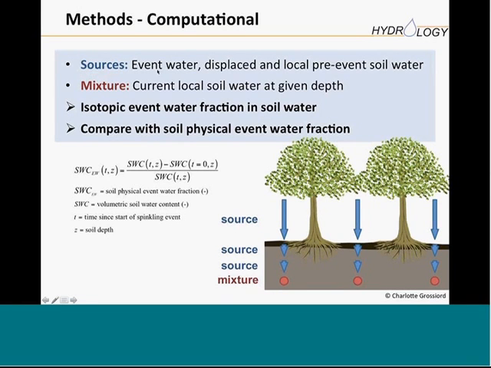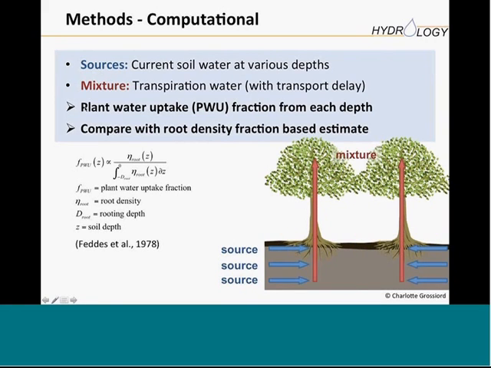Good. So the sources are our event water, displaced and locally pre-event soil water that we continuously measured. The mixture is the current local soil water at a given depth. And the isotopic event water fraction we determined, and we compared that with the soil physical event water. And secondly, we then calculate the plant water uptake fraction from each depth and compared that with the root density fraction based on our measurements or based on the estimates.